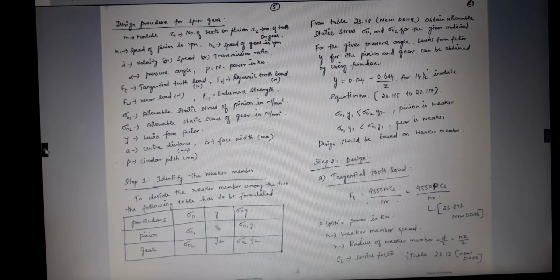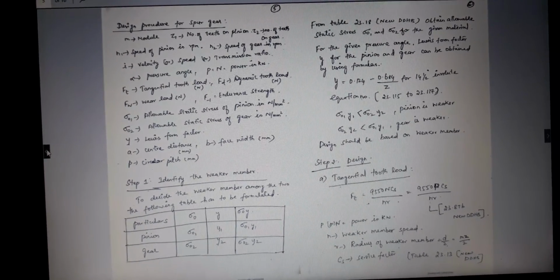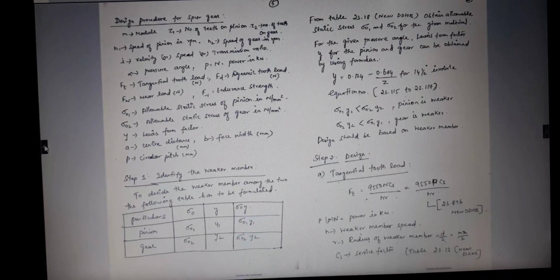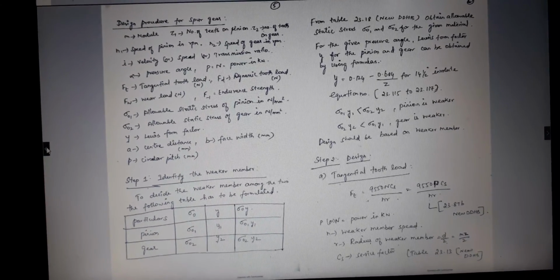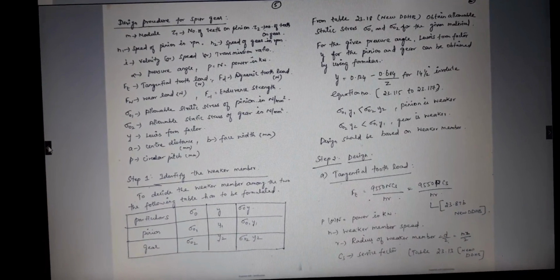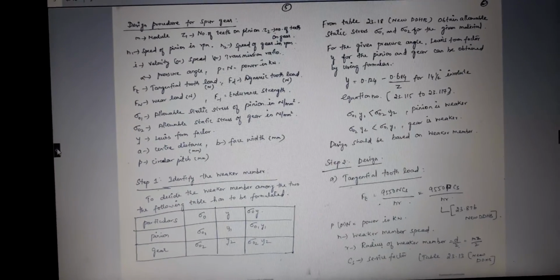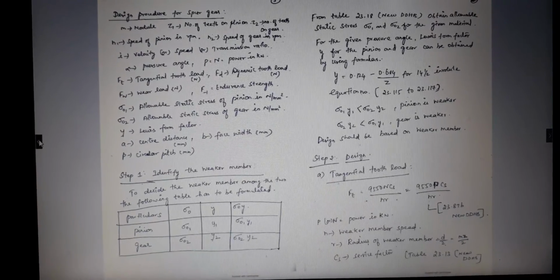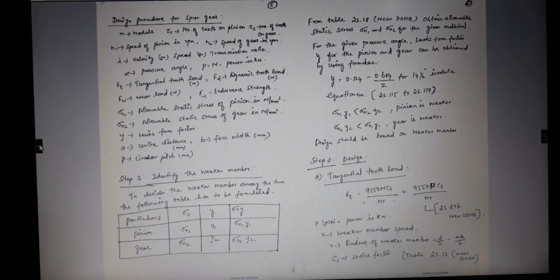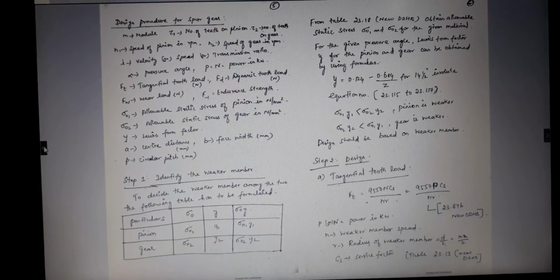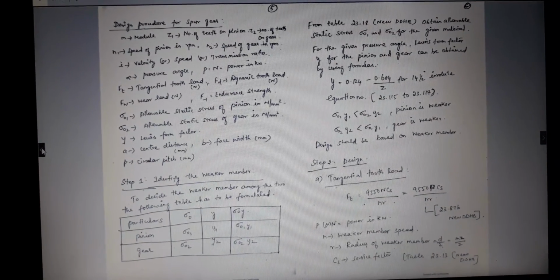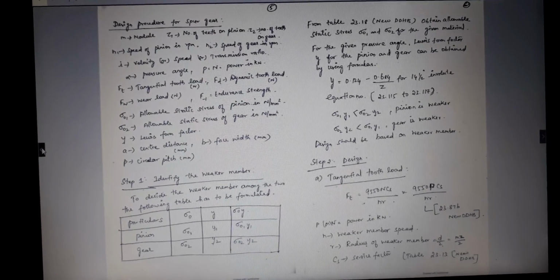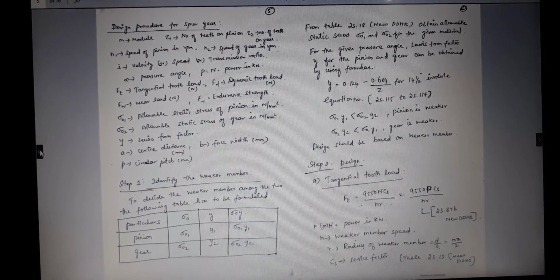So what is meant by Y? It is the Lewis form factor. The formulas for the Lewis form factor Y are given in the data handbook, equations 23.115 to 23.117. In these equations, they give the formula for calculating Y for the different types of involute system. If the pressure angle alpha is not given, you have to take a 20-degree full depth involute. Otherwise, if the alpha value is given as 14 and a half degree, you have to select that equation. Based on that value, you have to select the equation.